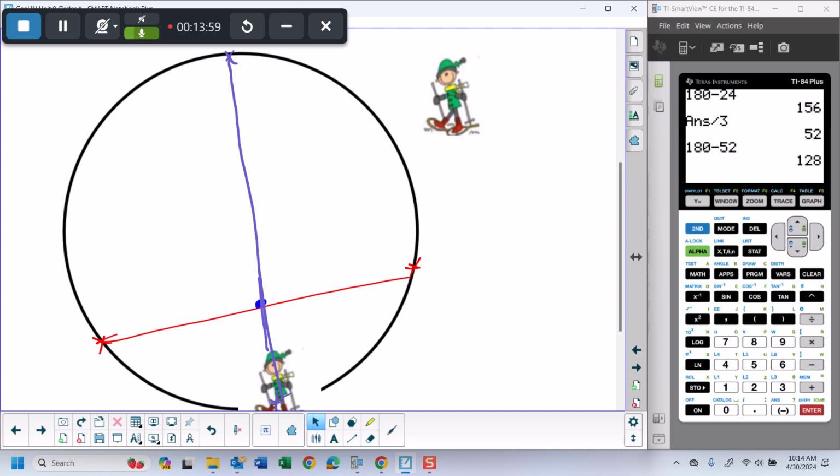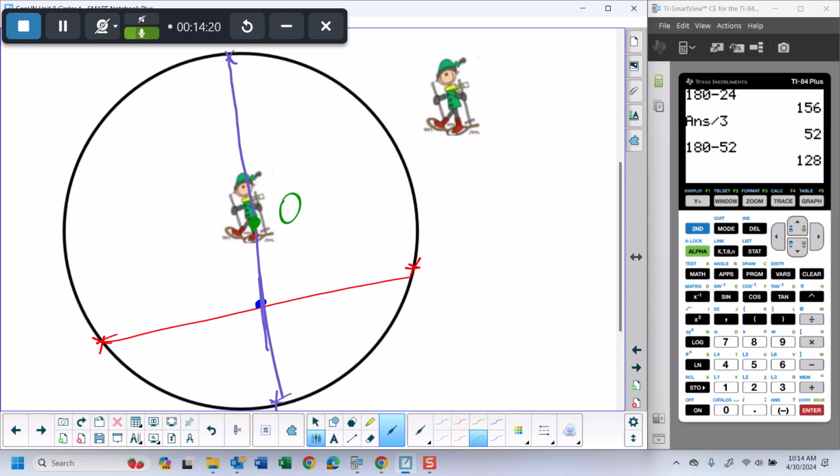I'm at the center, which is the halfway point. So when he wants to find me, he needs to measure this whole distance across the circle and find what? The exact middle place, because this is where I am. And he's going to dig me out. There's Mrs. Leisure, saved.